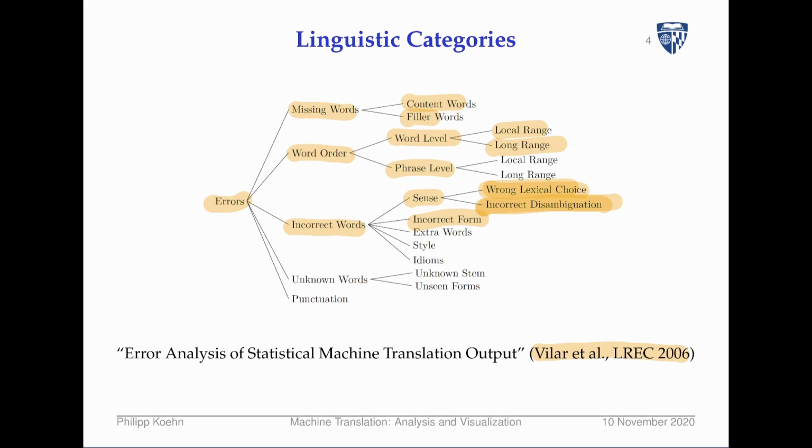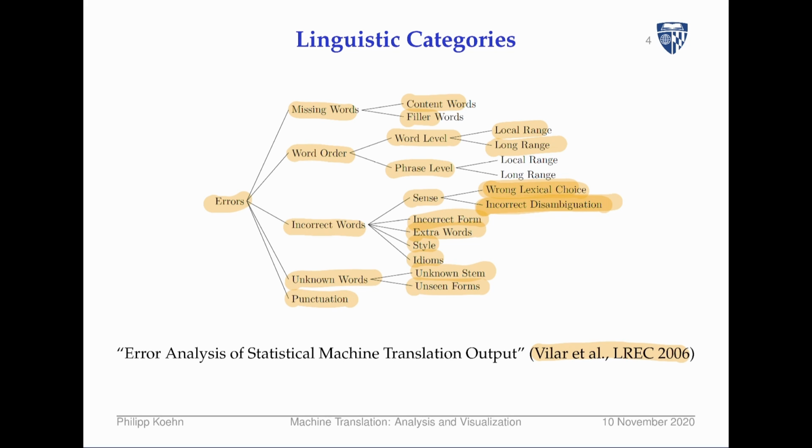Incorrect forms, so this has a lot to do with morphology, where some of the morphological information is just wrong. Extra words, style, and mistranslation of idioms. And then unknown words is another big category that's easy to spot. So if it has an input word and just doesn't know what to do with it, is it just copied in the target, or dropped, or just completely mistranslated? And then you can also check if it's just that word stem. If you deprive it of its morphological inflection, is that unseen in the training data, or is this particular inflected form of the word unseen in the training data?